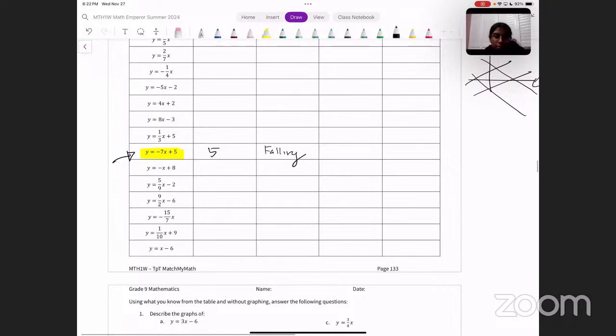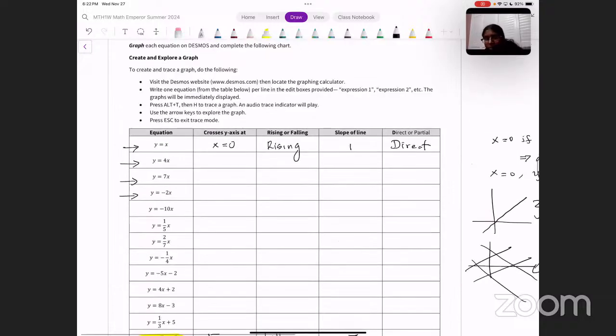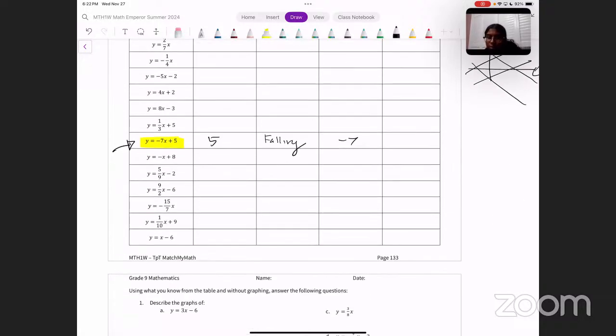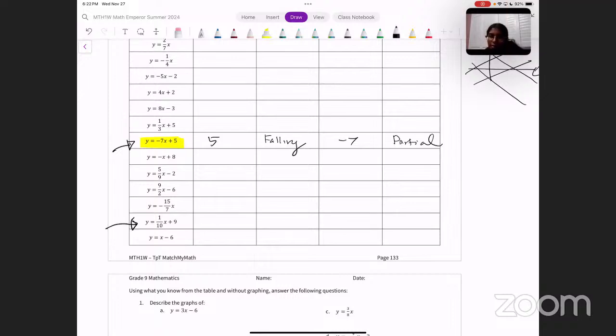Next question, slope. -7, -7. All right, last question: is it direct or partial? Partial. Yes, that's right. Okay. Nichelle, you're going to do this one for me.